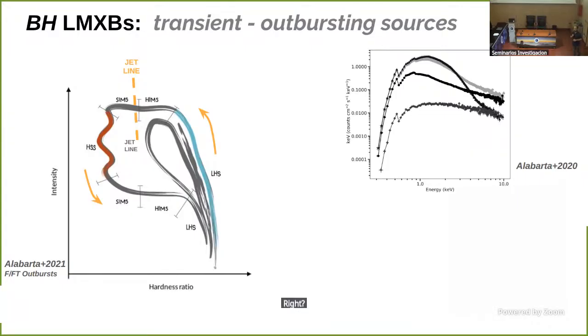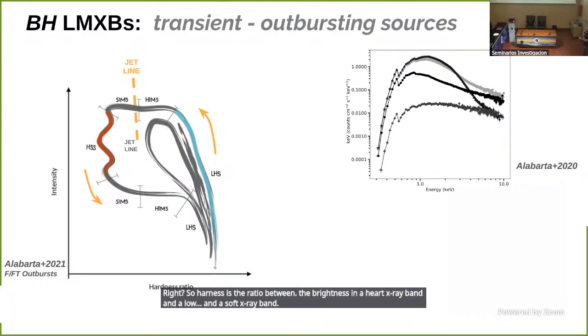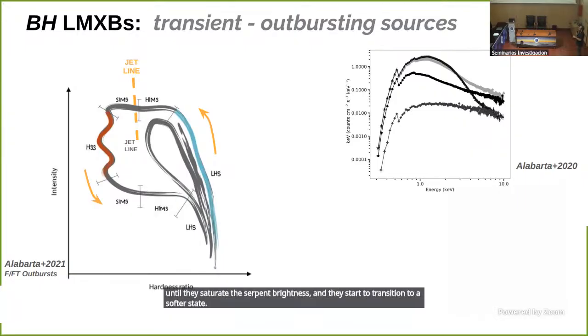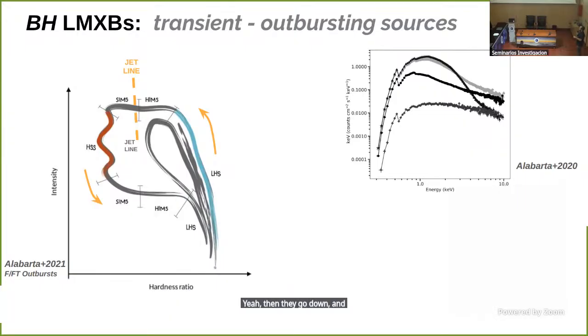So hardness is the ratio between the brightness in a hard X-ray band and a soft X-ray band. And here we can plot the full intensity of the source. So what we find is that sources start here in quiescence. They go up through this branch with a high hardness ratio. So they are essentially hard until they saturate at a certain brightness, and they start to transition to a softer state here. Then they go down, and then at some point they transition back to this hard state.